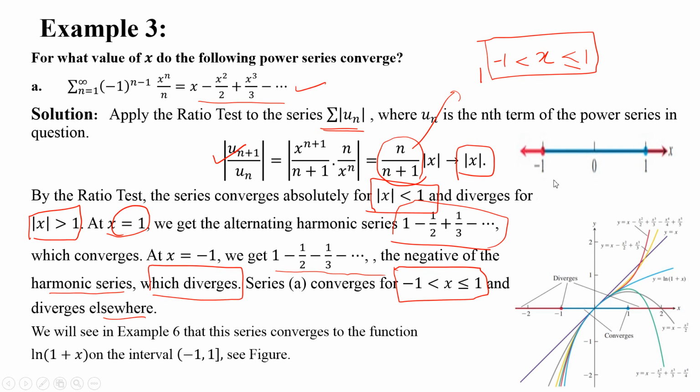So here we go. This is the interval of convergence. Minus 1 is not included. Minus 1 to 1, where 1 is included. That is, this is a half open, half closed interval. (-1, 1], right?